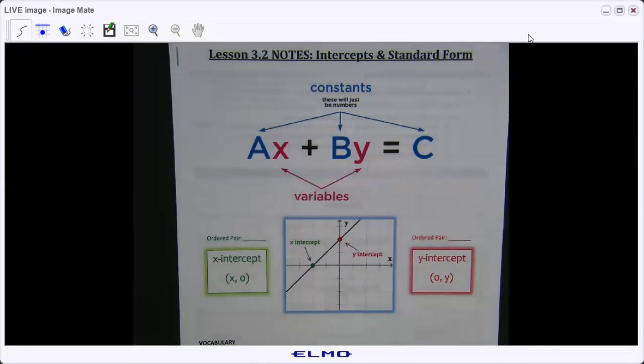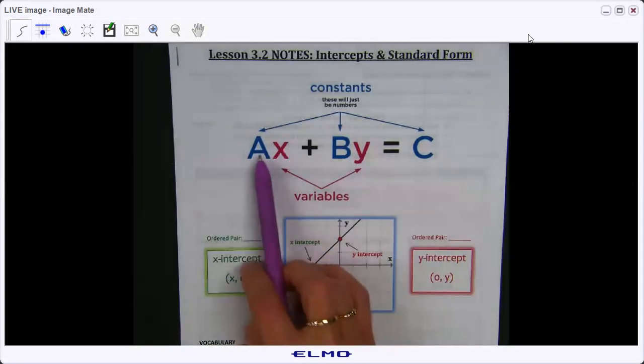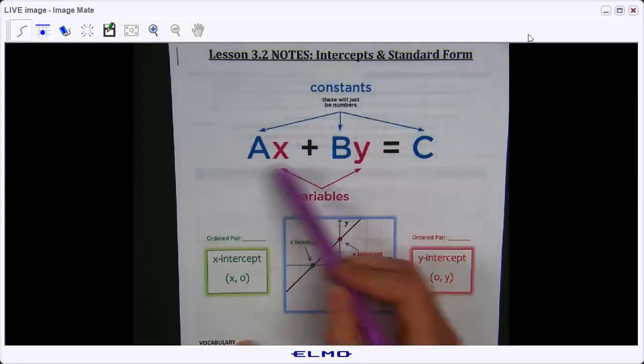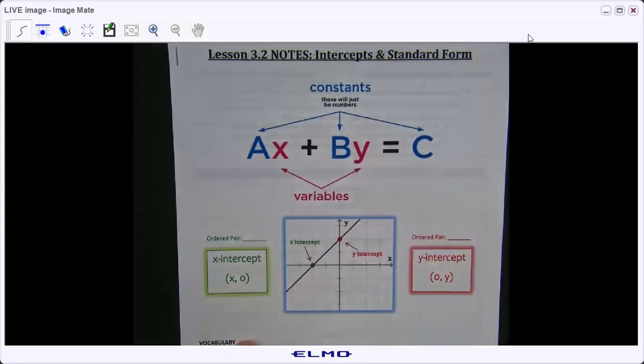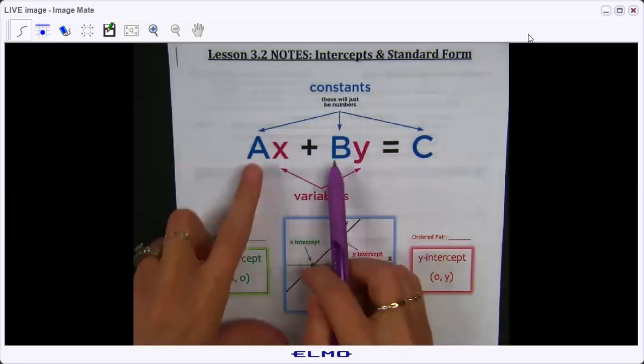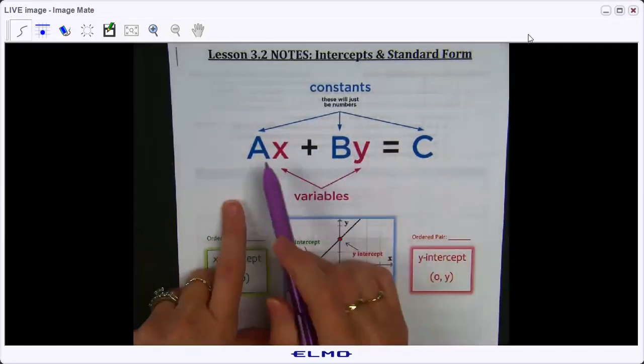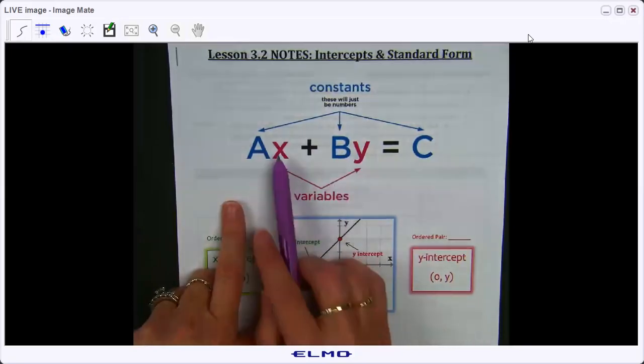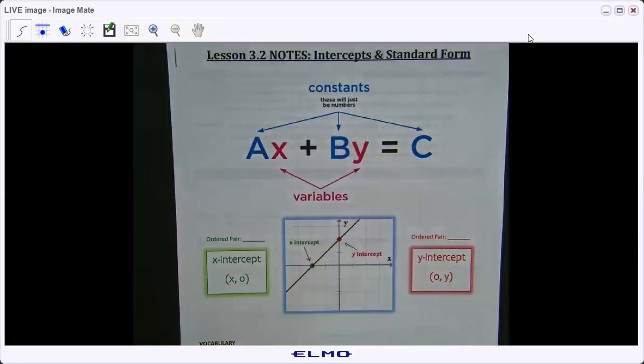And this equation is called standard form. And it's in the form of ax plus by equals c, where a, b, and c are constants. We typically know a and b as coefficients, but in this case, they're constants, and x and y are our variables. Our x and y stay x and y, but our a, b, and c will be numbers. Okay, they will have values to them.